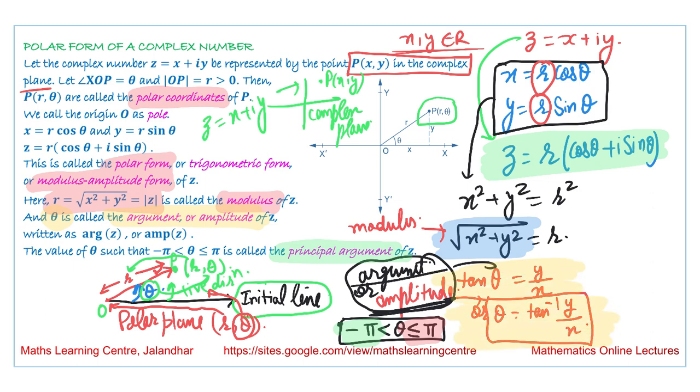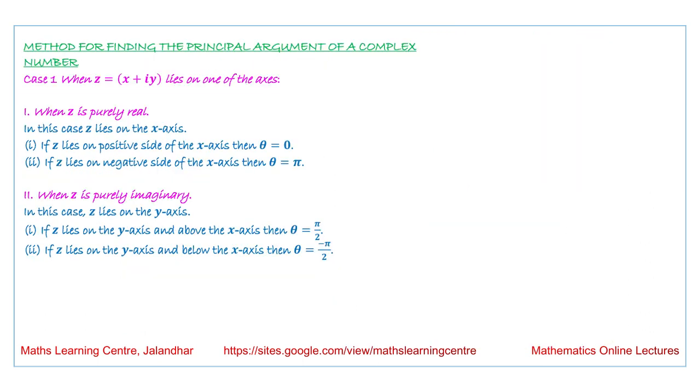Inverse functions you have not studied yet, but you can see it like this: we are interested in those values of theta for which tan theta is equal to y by x. This is the amplitude or the argument. It is written as argument of z or amplitude of z. And if the value of theta lies between minus pi and pi, where minus pi is excluded and pi is included, then this argument is called the principal argument. These things will be more clear to you with some examples.